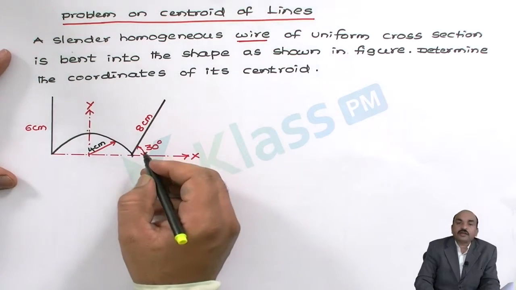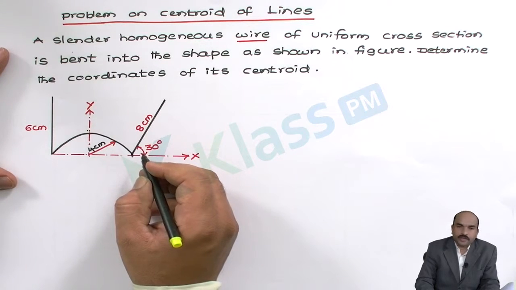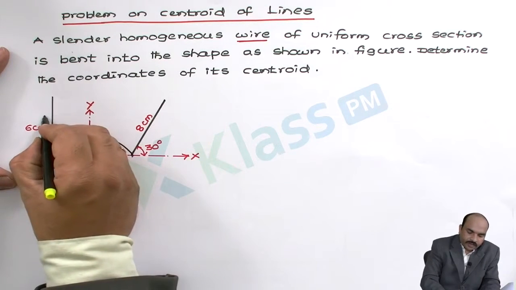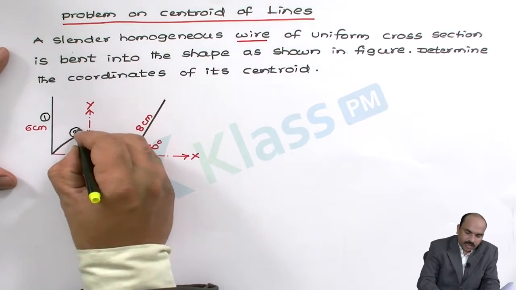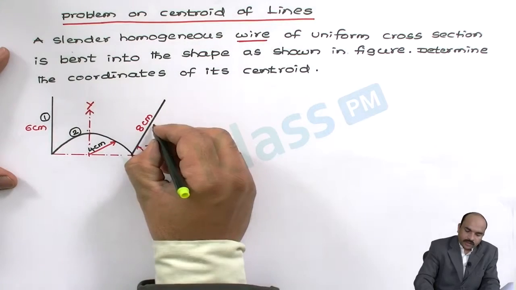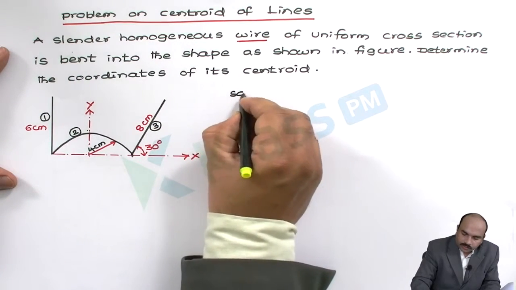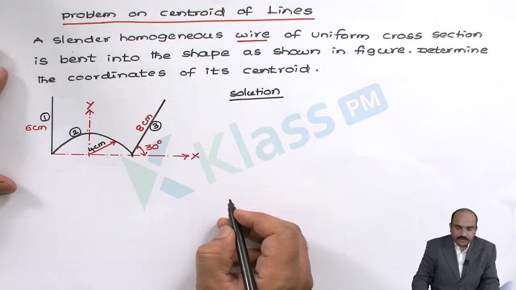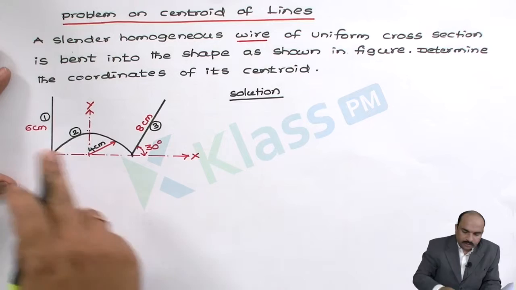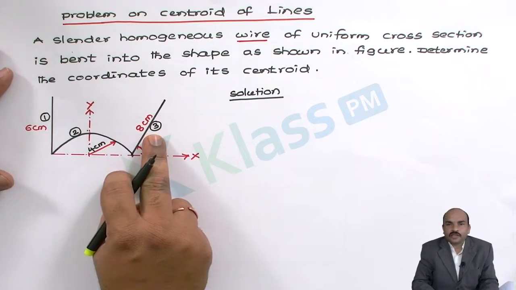Now let us divide the given diagram into the known lines. So let us take the straight line as 1, the semicircular arc as 2, and the inclined line as 3. So let us solve this problem. First let us calculate the centroid values for 1, 2, 3. Then by substituting all the values in the formula we will get the centroid.